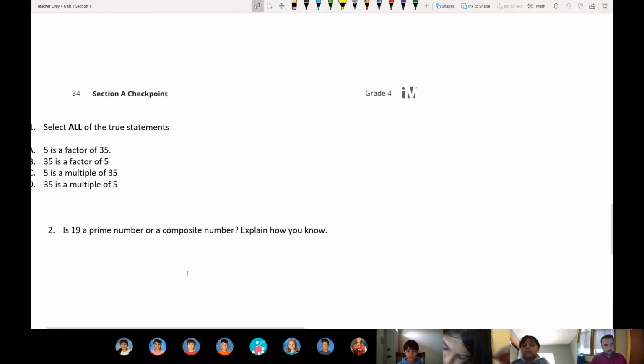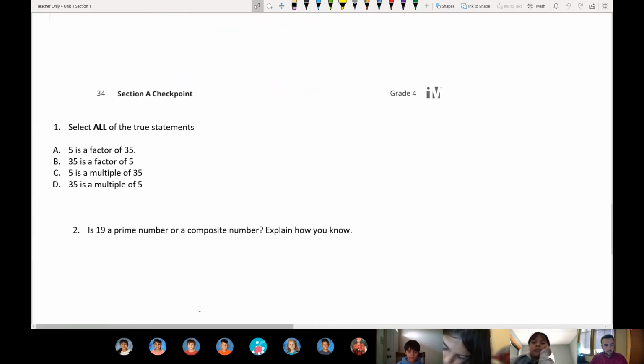Let's go down to 3 now. It says select all the true statements. Okay, so there could be more than one here. So the best way to work through this problem is just to go 1 by 1 and see if it's true. So A, 5 is a factor of 35. So, let's think about it. Can we multiply 5 times something?